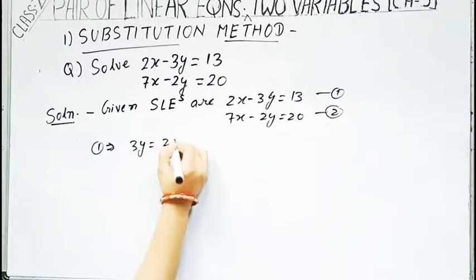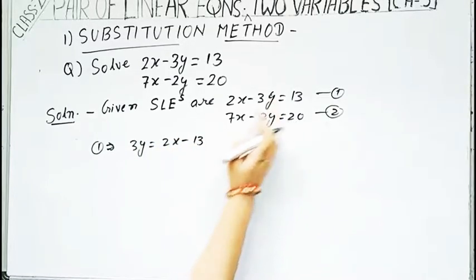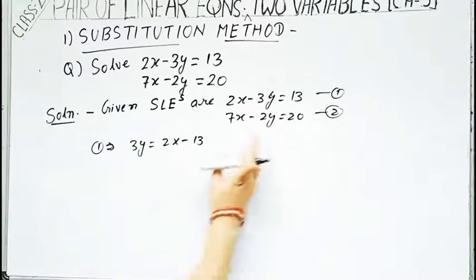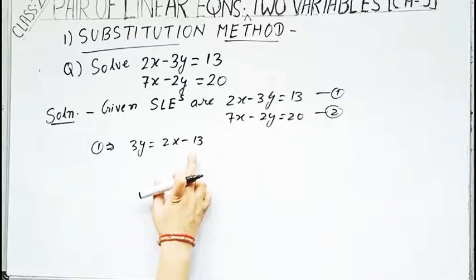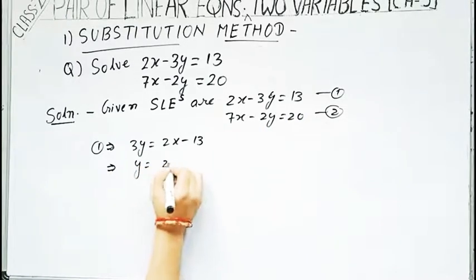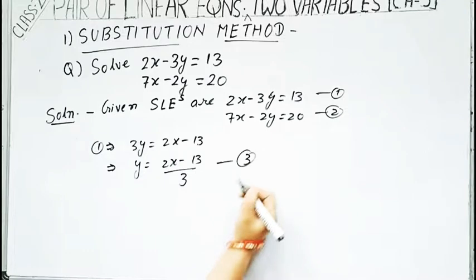3y equals 2x minus 13. This was negative, made positive. This will go that side, will become negative, so made positive. This was positive, so made negative. Now this implies y equals (2x minus 13) by 3. Let us make it equation number 3.